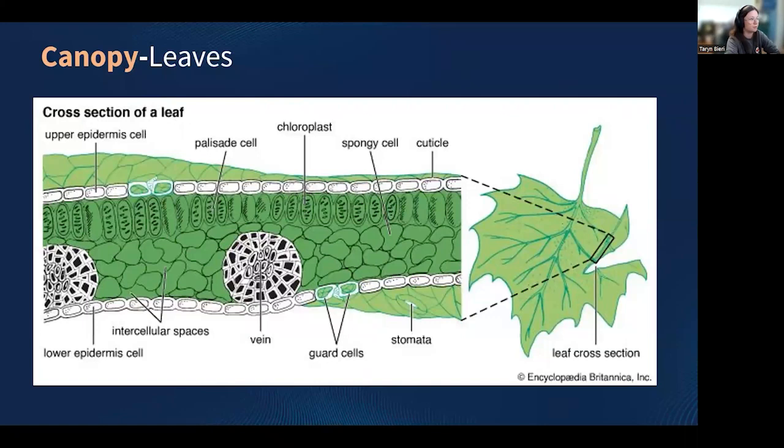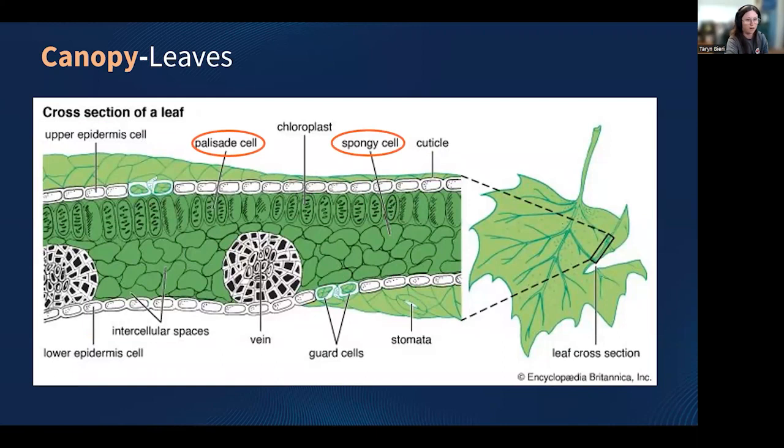So this is a rough depiction of the different parts of a leaf, and I'm briefly going to discuss what they are and their function. So starting with the cuticle, upper epidermis, and lower epidermis, their essential role is for protection of the leaf, kind of like skin. It prevents water loss and prevents foreign matter from entering the leaf.